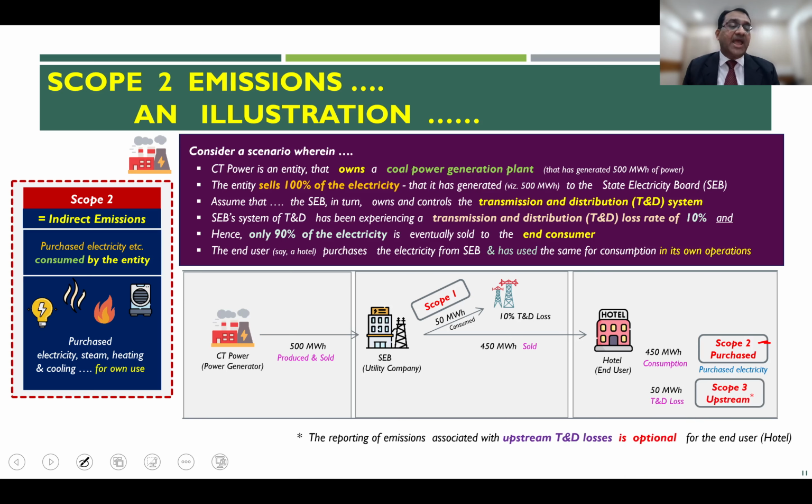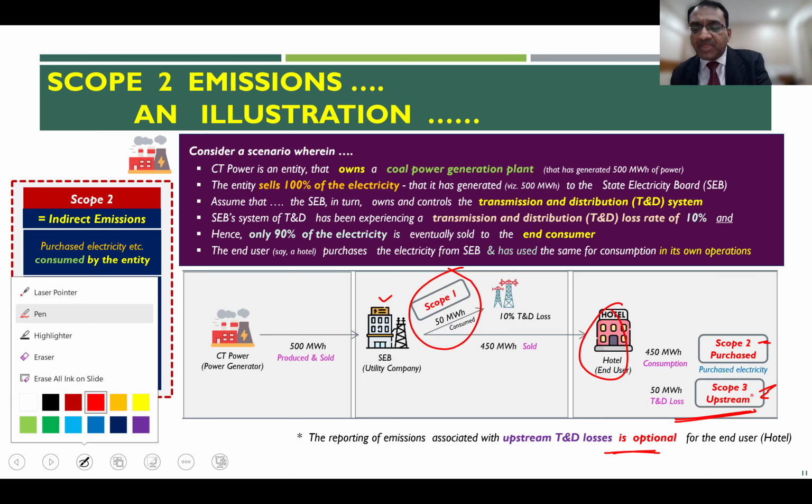And then if you see the upstream, that 50 megawatt of consumption which the state electricity board has used, effectively speaking, is a scope 3 upstream emission for the hotel. But as I mentioned, there is an option. The hotel, the end user, may or may not report this scope 3 under the GHG protocol if that entity is using the corporate standard of greenhouse gas reporting, the GHG protocol.